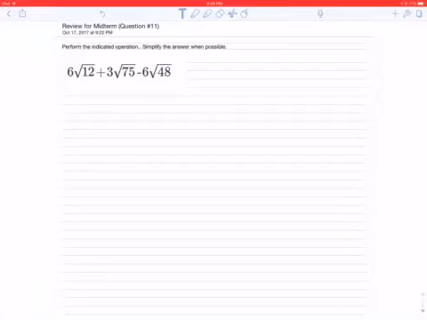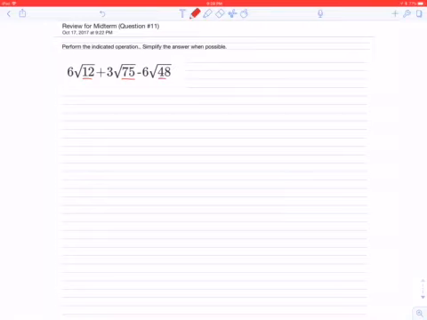Perform the indicated operation. Simplify the answer when possible. Well, to add and subtract with radicals, the radicand, the number underneath the radical, must be the same. It's not in this case, but we can simplify the radicals. What we have to do is find the largest perfect square factor in each radical and remove it.